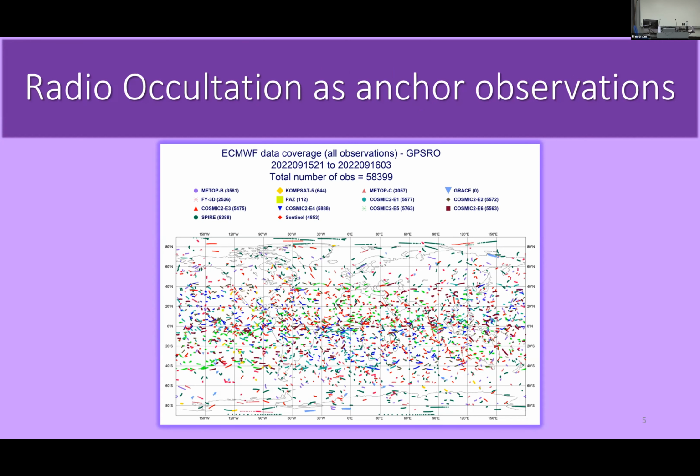Radiosondes can be used as unbiased observations, but in general, they're quite sparse, particularly over the southern hemisphere and in the oceans. Another form of anchor observations we can use are radiosondes. These cover a lot more of the globe, but in general, they'll probably be most useful in the stratosphere and the upper troposphere.